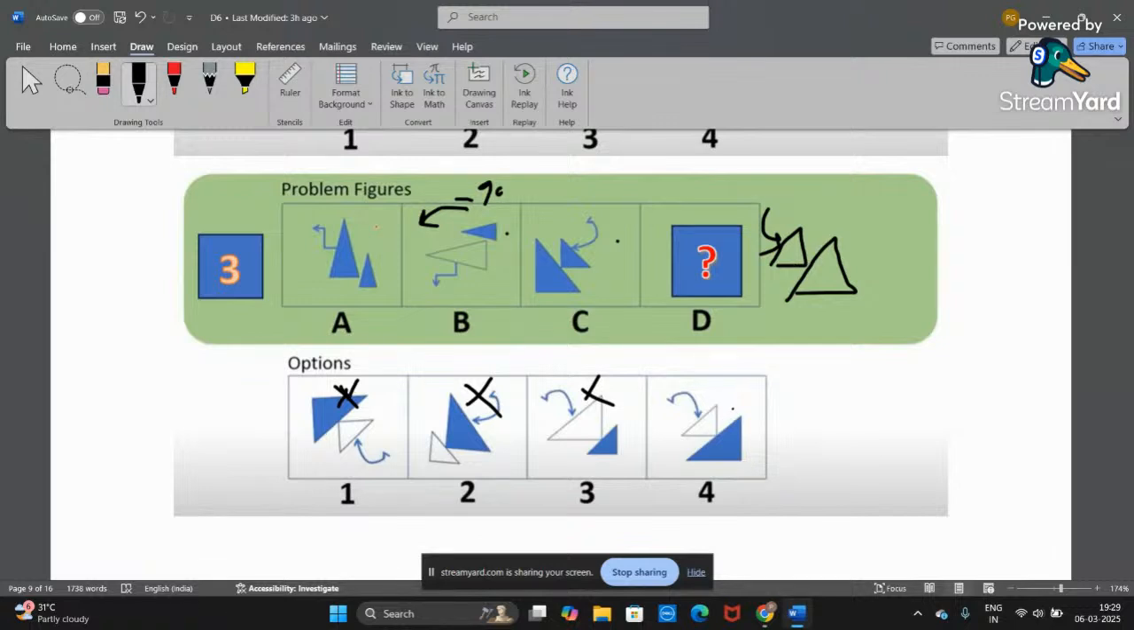So it is satisfying all the conditions. It is tilted by minus 90 degrees, that means anti-clockwise 90 degrees. So it will be in this direction. And the first triangle is bigger. Even here it is bigger, and the next one is smaller.